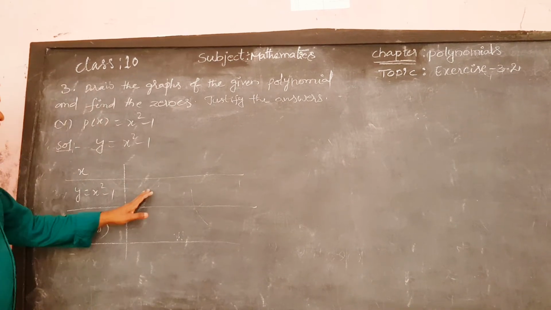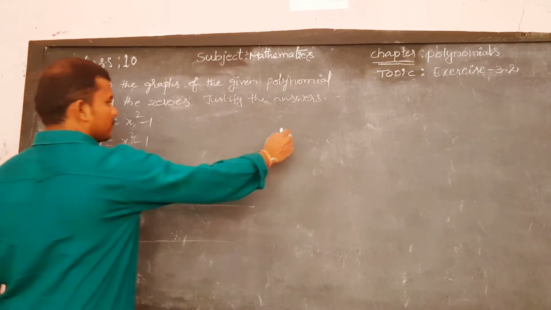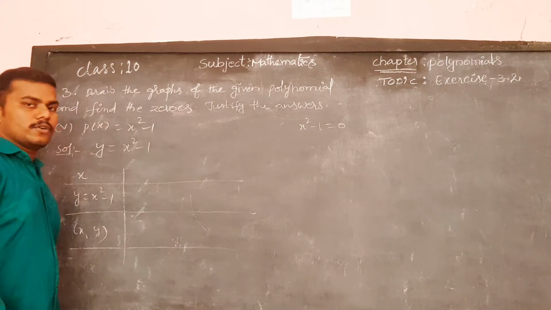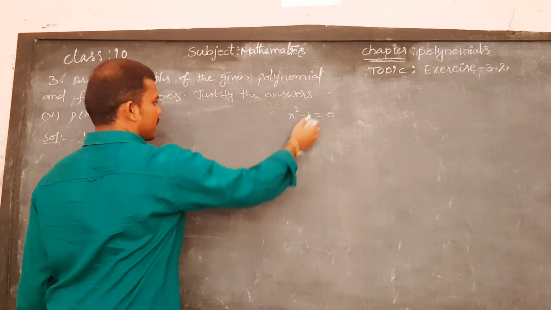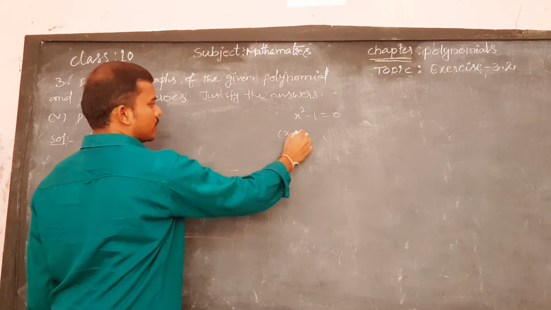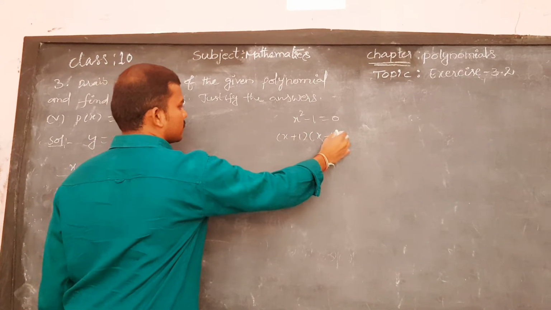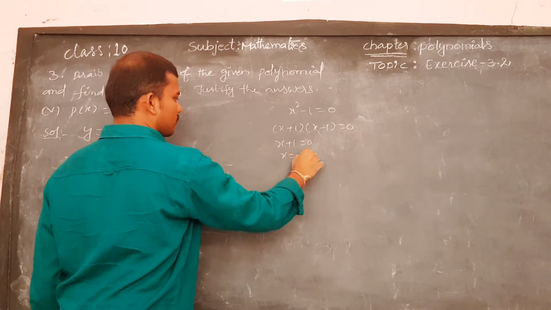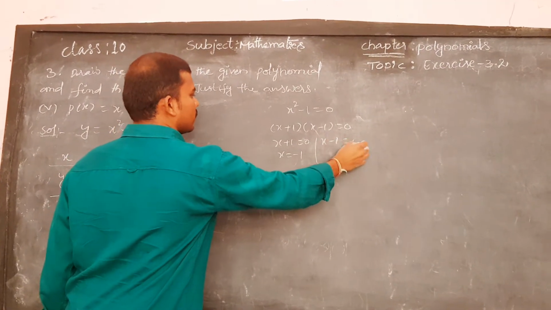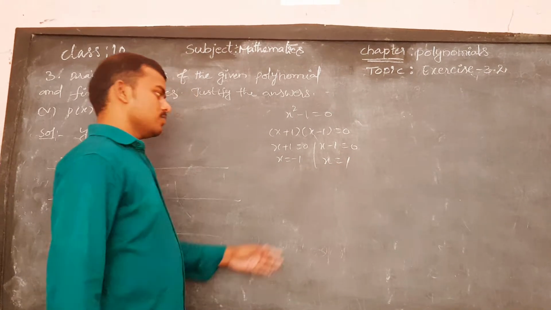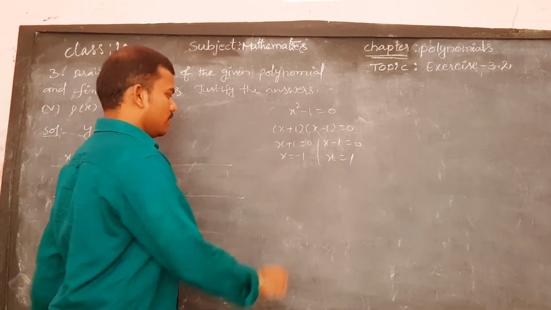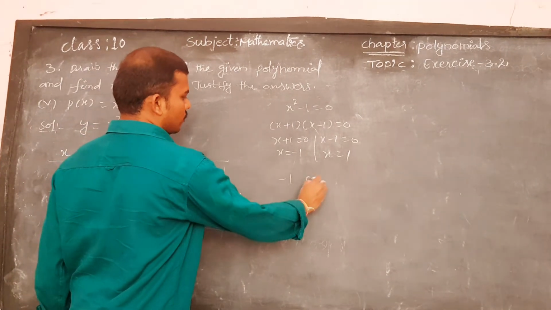So here, what x values are taken? Find out the zeros of polynomial x square minus 1 equal to 0. Here a square minus b square is a plus b into a minus b, so x plus 1 into x minus 1 equal to 0. x plus 1 equal to 0, x is equal to minus 1; x minus 1 equal to 0, x is equal to 1. So the x values taken are minus 1 and 1. So that means minus 1, 0, 1.